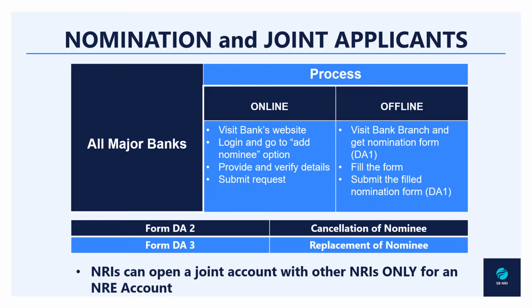There are other two forms which we can consider under the nomination, which are the DA2 and DA3 forms. The usage of these forms are cancellation of nominee and replacement of a nominee respectively. Talking about joint applicants, NRIs can open a joint account only with other NRIs. They cannot open the joint account with resident Indians when it comes to the NRE account.